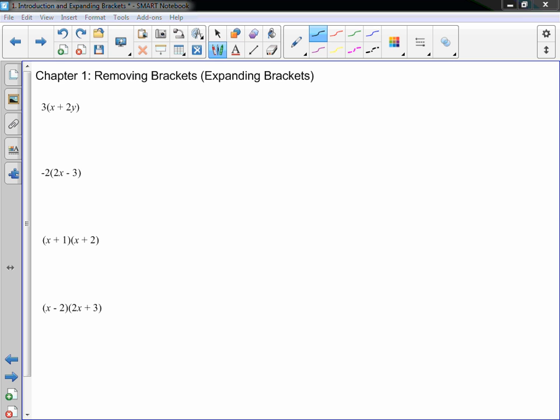So we're going to start with 3 lots of x plus 2y. What this means is 3 lots of x and 3 lots of 2y. So 3 lots of x gives me 3x, and 3 lots of 2y gives me 6y. So if we expanded it, we've taken our expression consisting of 2 factors, a 3 and x plus 2y, and expanded it into an expression involving no factors.